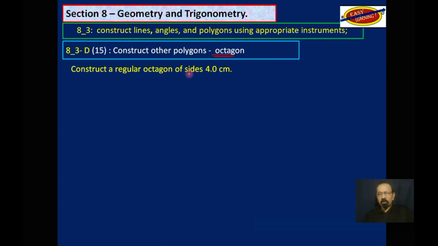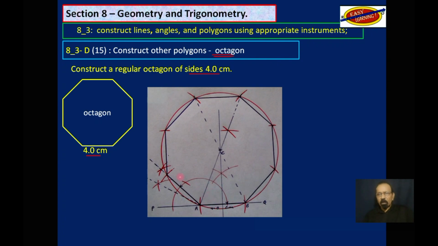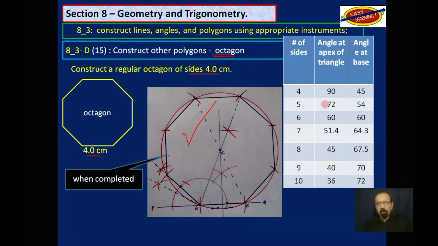Construct a regular octagon of sides 4.0 centimeters. So that's the octagon. Side is 4.0 centimeters. This is what we are heading to. By the time we finish, this is what our drawing will look like. Octagon has 8 sides. So this angle down here is 67.5 degrees. This angle down here. Can we construct that? No, but we can construct 135 and then bisect it. So that is what we will do.